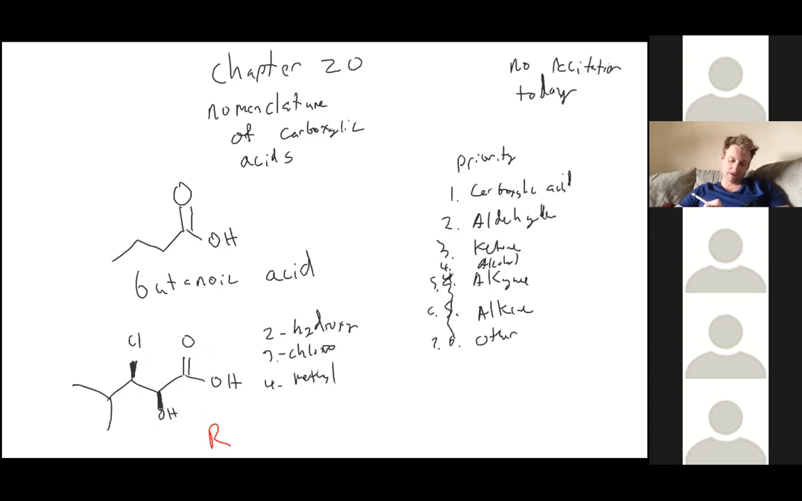On the chlorine side, chlorine's going to be 1, then carbon bonded to oxygen, then carbon bonded to 2 carbons. Oxygen's bigger. Also going clockwise, also should be R. Putting it all together, this would be 2R, 3R.